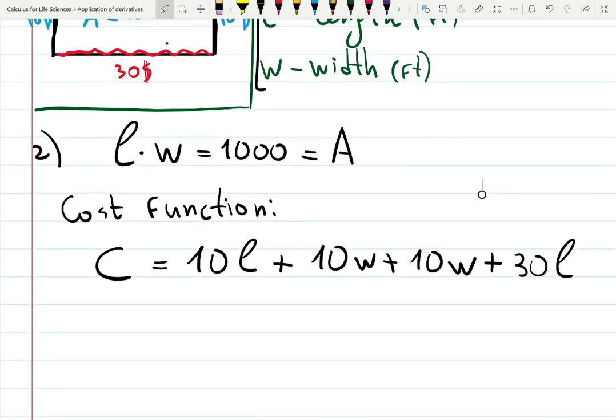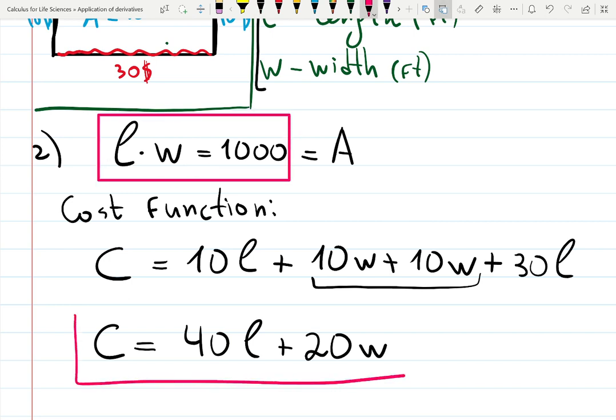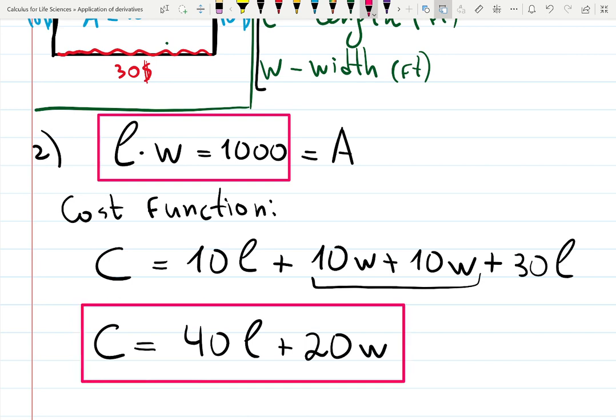Does it make sense? So that's my width, and then length was divided into two situations, expensive and cheap. 40L plus 20W. Now we have two equations. L times W is 1,000, and then C, which is 40L plus 20W, is the second equation.